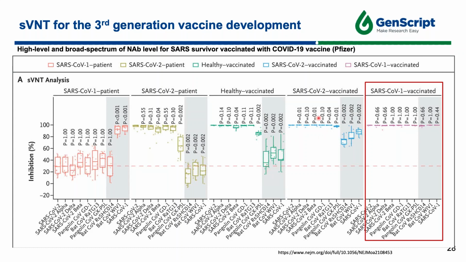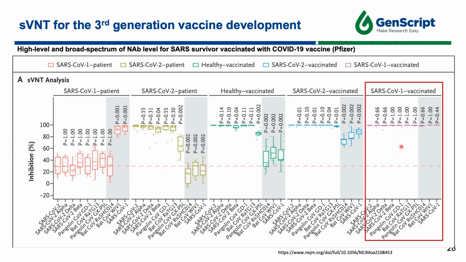And for patients who have been infected with COVID and then received vaccine, their protection against all the SARS-CoV-2 clade is very high. However, their protection against SARS-CoV-1 is slightly lower, although it's at a higher level as compared to people who have not been infected before.